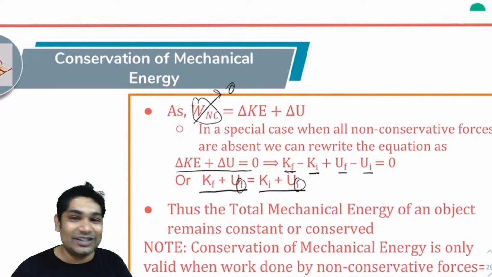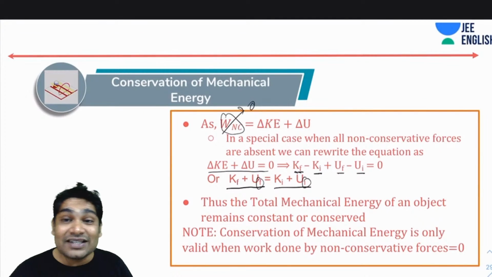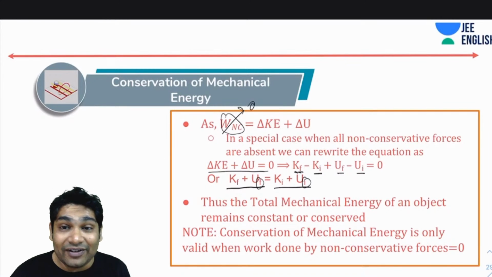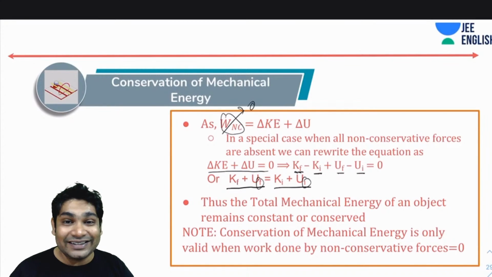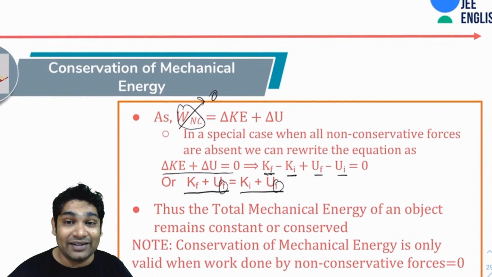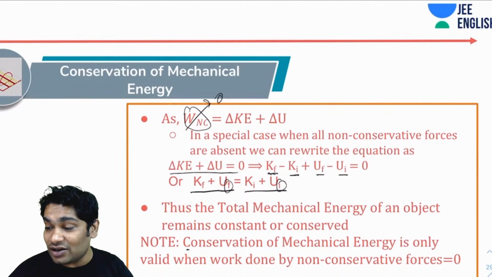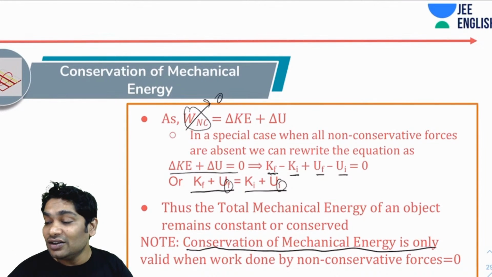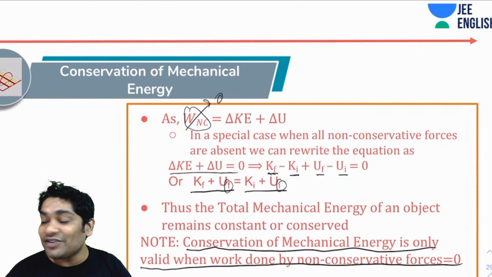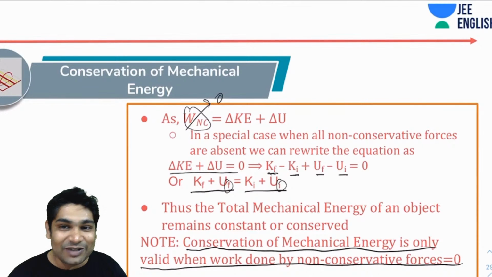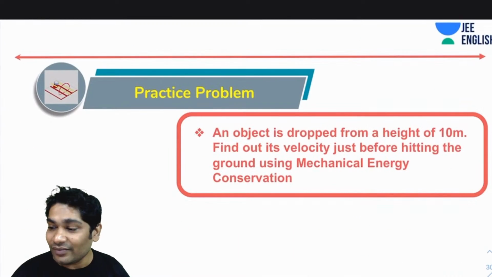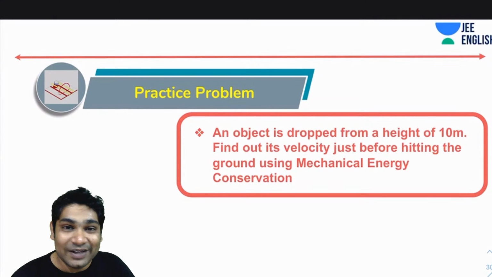constant or conserved. Now, please remember that this conservation of mechanical energy is only valid when the work done by non-conservative forces is 0. So, before you apply conservation of mechanical energy, you need to check whether this condition is satisfied or not. You do not blindly apply conservation of mechanical energy in all cases. That is another mistake that I've seen students make a lot. So please remember, only apply conservation of mechanical energy in the absence of non-conservative forces, or make sure no non-conservative forces are doing any work. Alright, so why don't we practice a problem using this?